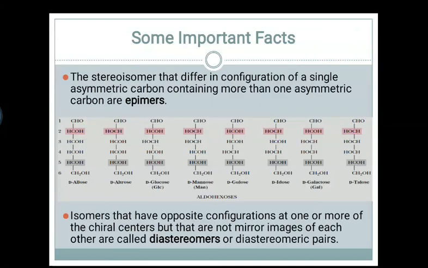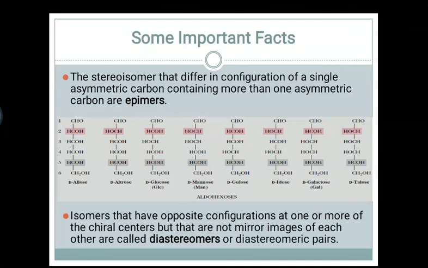Stereoisomers that differ in configuration at a single asymmetric carbon, among compounds containing more than one asymmetric carbon, are epimers. We can take the example of D-glucose, D-mannose and D-galactose. Between D-glucose and D-mannose, the difference in chiral carbon is at C2, where the orientations of H and OH are different. Similarly, between D-glucose and D-galactose, the orientations of H and OH at C4 are different.